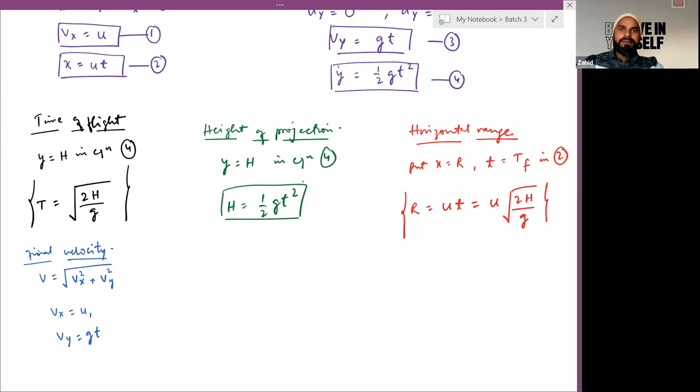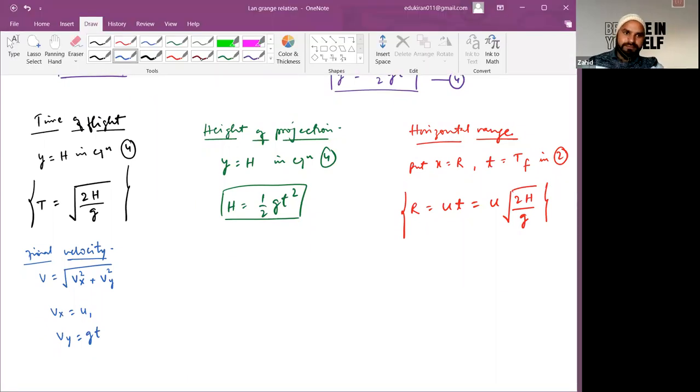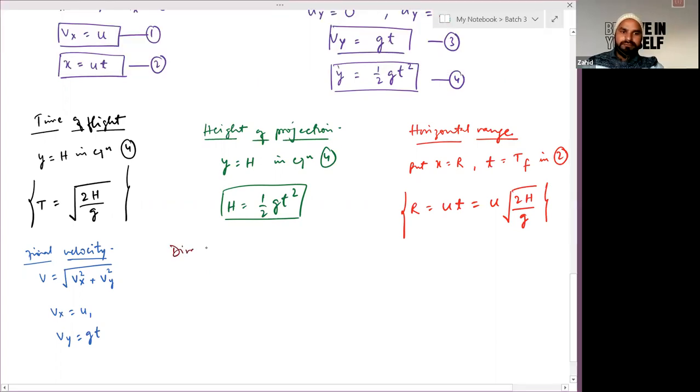Next is to define direction. Direction of motion of particle at any instant will be given by tan theta equals to perpendicular over base, as we have perpendicular as Vy, base as Vx. Vy is equals to g into t and Vx is equals to u. So from this, you will get direction of motion of particle at any instant.